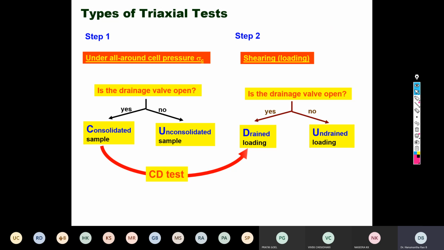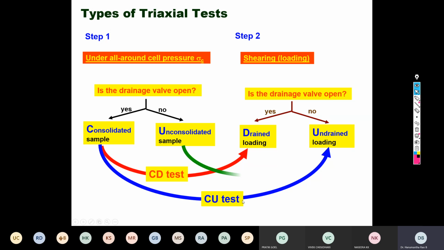So this is a complete chart. If you allow consolidation during the consolidation stage plus during the shearing stage, that is called a CD test. If you allow consolidation during the consolidation phase but not during the shearing phase, that is called a CU test, consolidated undrained. If you close the valve all the time, then that is called unconsolidated undrained loading. But if you refer to some of the books, during the UU also one can measure the pore water pressure parameters.